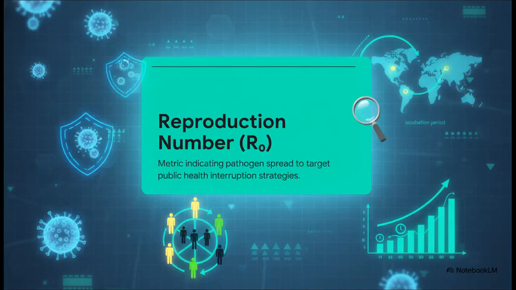Now, what's really interesting about this next part is how we measure that spread. A crucial part of your mission is mastering the metrics of transmission, primarily the reproduction number, or R0. This number is literally the heartbeat of an outbreak. It tells us exactly how fast a pathogen is spreading. And honestly, knowing that is the fundamental first step in figuring out how to interrupt it. You also need to lock down vital concepts like the incubation period and herd immunity before class.